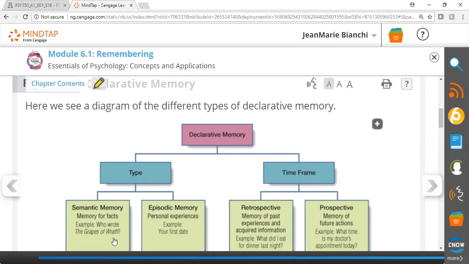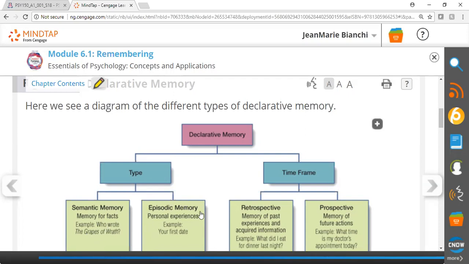One is semantic memory. This is memory for general facts and knowledge. For example, who wrote the Grapes of Wrath? What is the capital of Arizona? This is fact-based knowledge that doesn't necessarily have any connection to your own personal life. It's not a memory about you or your experience. It's just memory for facts. That's semantic memory.